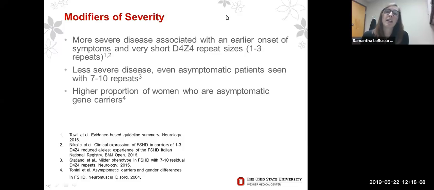And then in between that, say from 4 to 6 or 4 to 7 repeats, that's where we in general see that super high variability. And then just going back to the gender differences, it has been shown that a higher proportion of women, for reasons that aren't completely understood, are more likely to be those asymptomatic gene carriers.